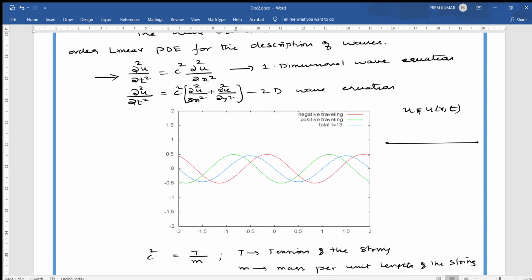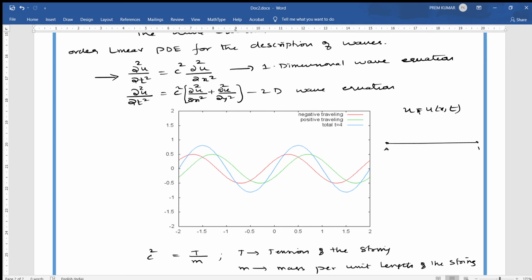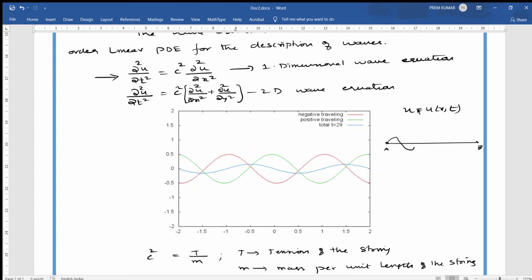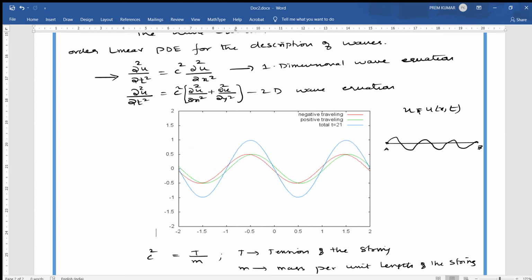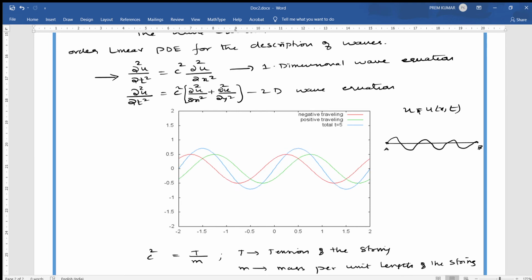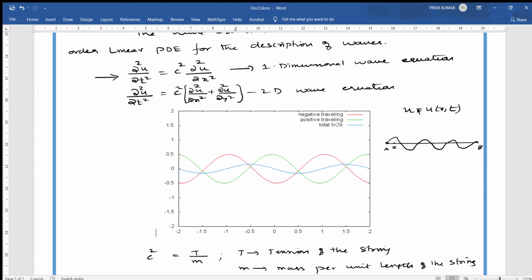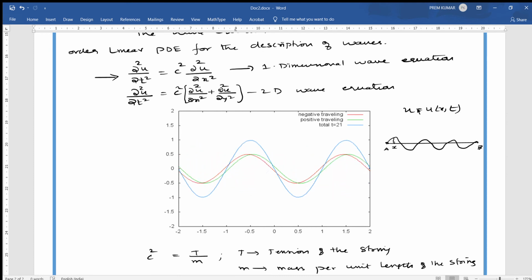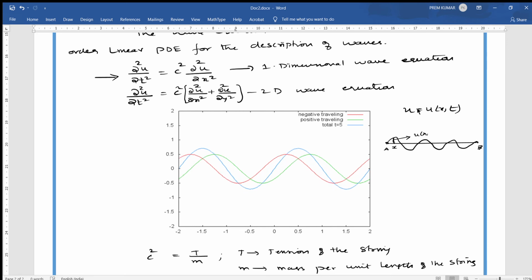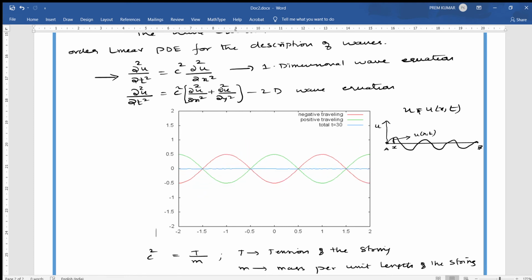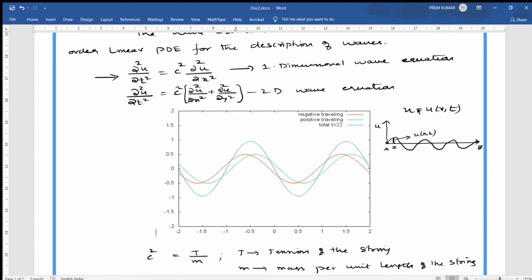Suppose you see a tightly stretched string tied at both ends A and B, and you give a velocity here in between, so the string starts to move like this, transverse vibration. It just continuously moves. Suppose AB is the x-axis, and I am at this point x. I am going to calculate the vertical displacement of the string. This vertical displacement is denoted by u of x comma t. We call this the u axis.